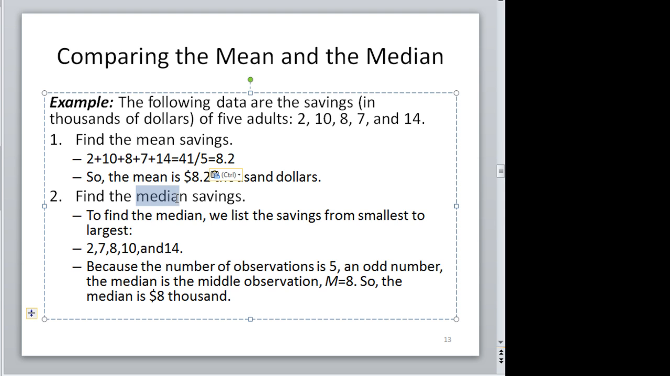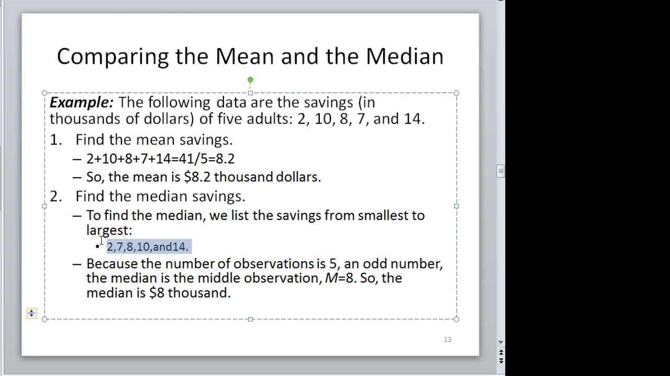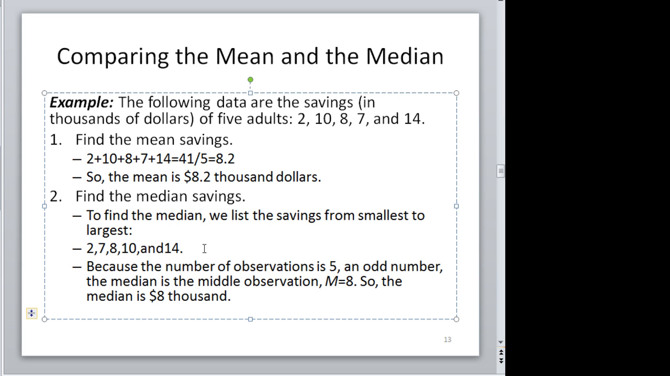And find the median. So what do you do when you have to find the median? Well, you list them from small to large. Median was the middle value, remember? Let's give them enough space. So which one is the middle value? 8 is the middle value, right? So 8 is the middle value, and that 8 is going to be the median.